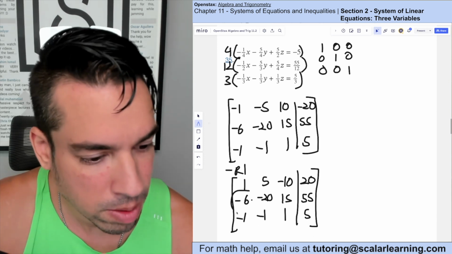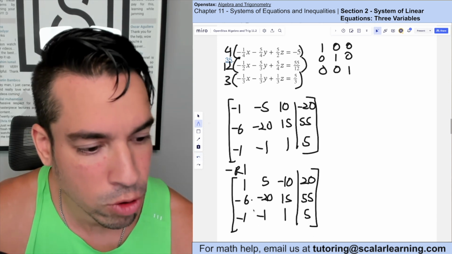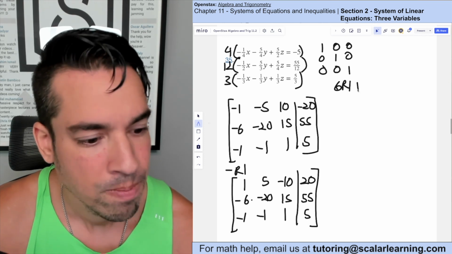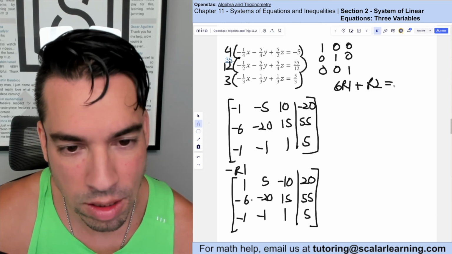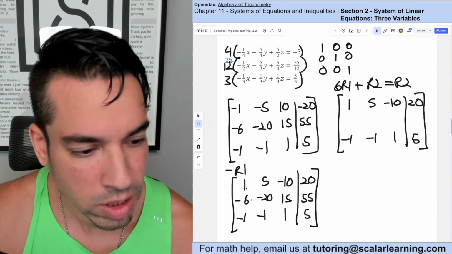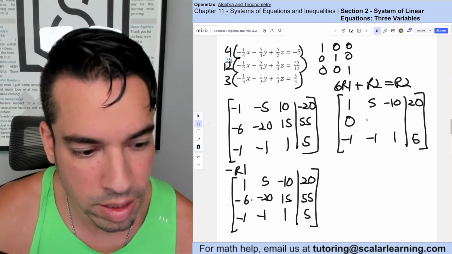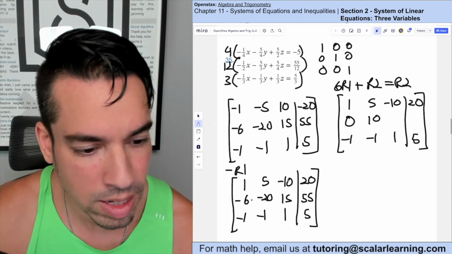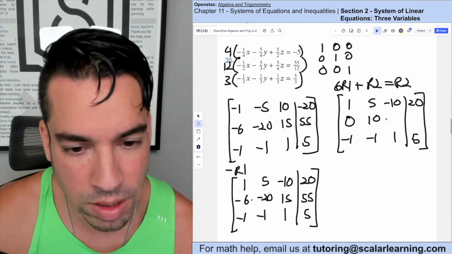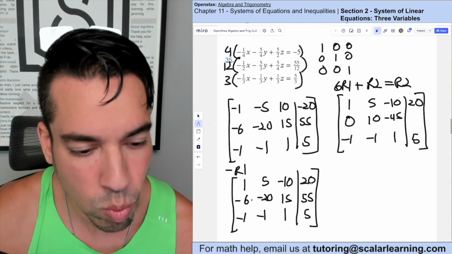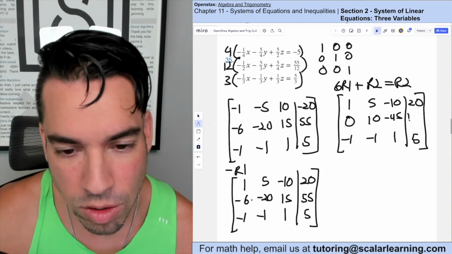All right, next let's flip this to 0 and this to 0. First, let's do row 2. So I'm going to multiply row 1 by 6. I'm going to add it to row 2, and that's going to give us a new row 2. Let's write it out. So 6 times 1 is 6 plus negative 6 is 0. 6 times 5 is 30 plus negative 20 is 10. 6 times negative 10 is negative 60 plus 15 is negative 45. 6 times 20 is 120 plus 55 is 175.